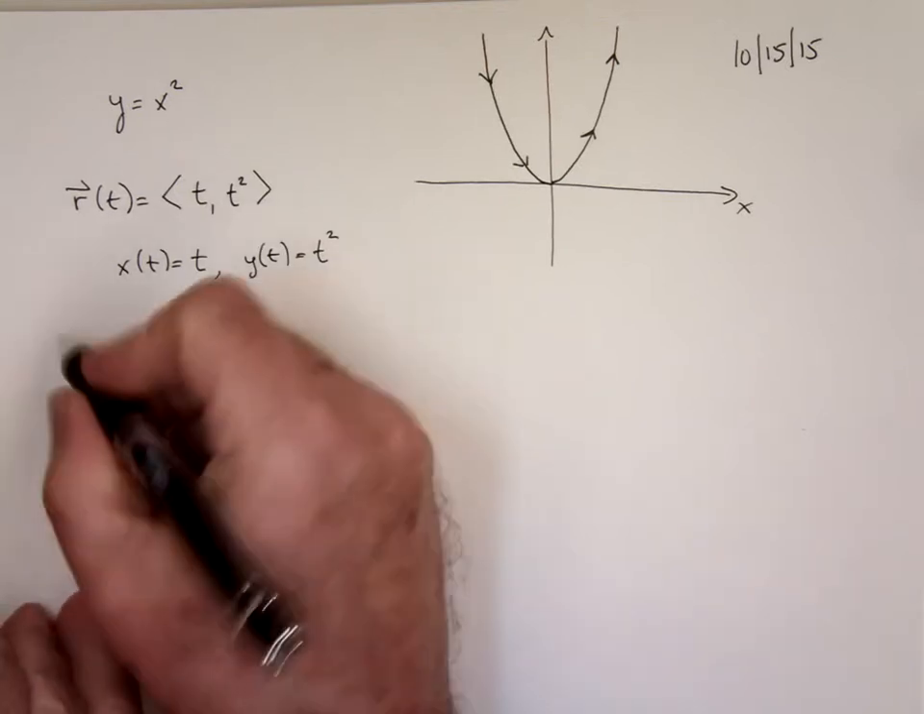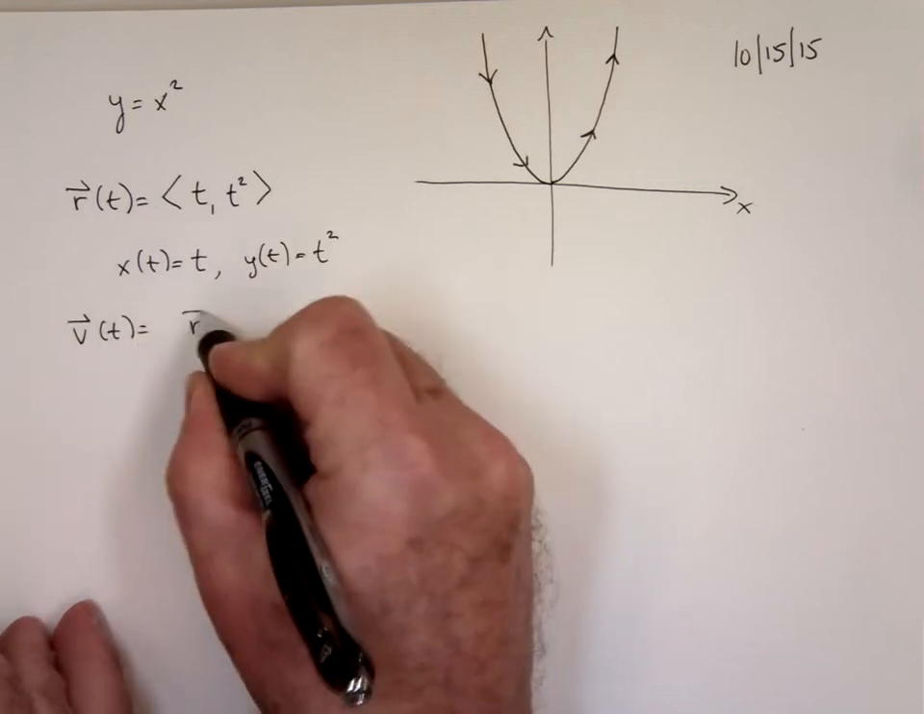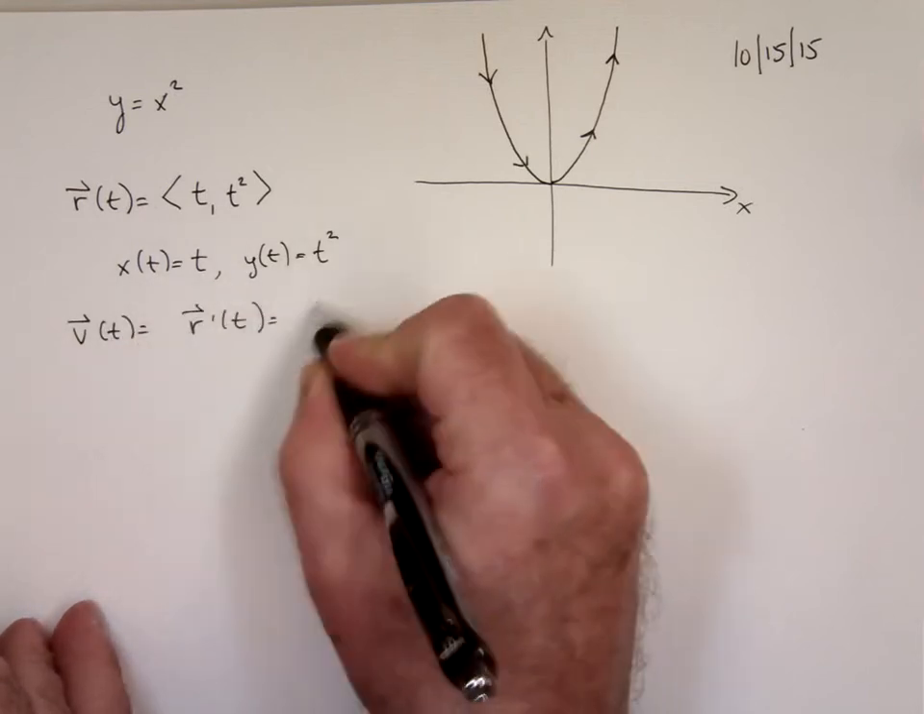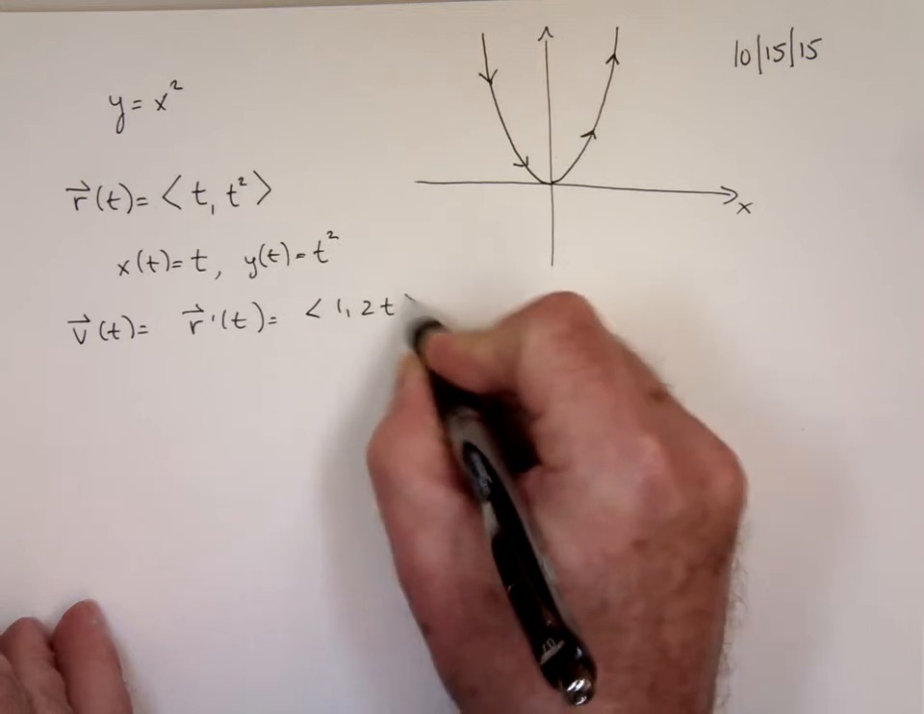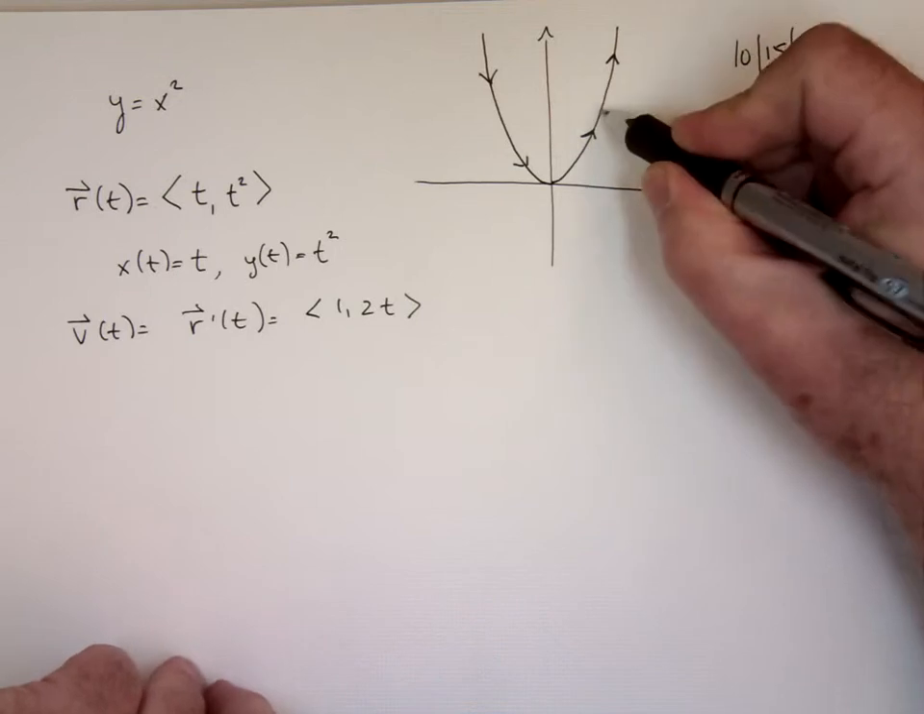Well, velocity, derivative of position, 1 and 2t. Okay? So if we're taking, let's take a look at the point 1, 1, say.